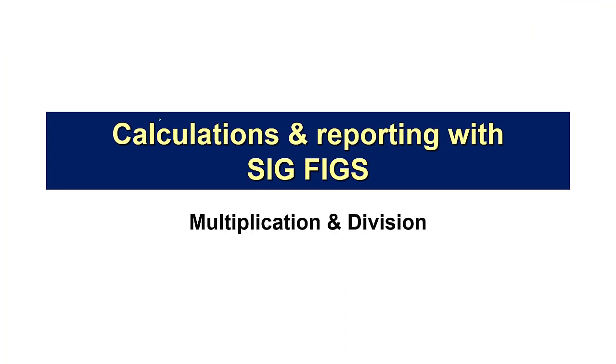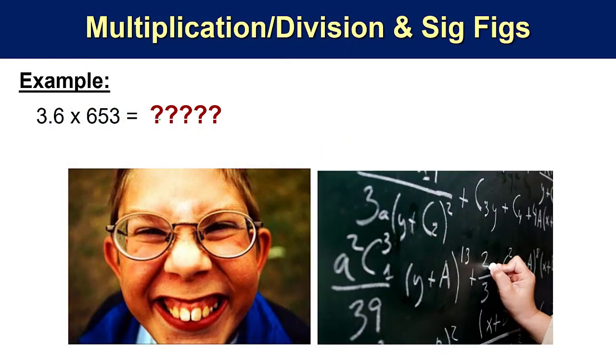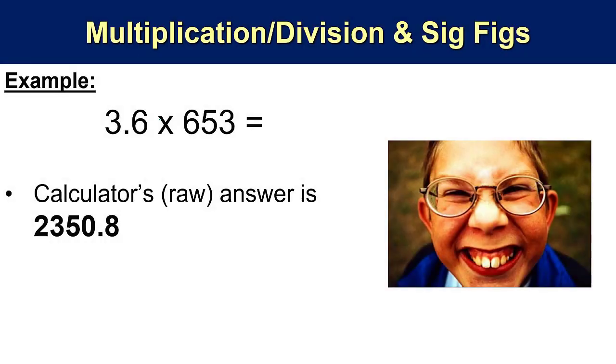Let's start off by talking about multiplication and division. In order to illustrate some points here, we're going to do some easy problems. Why don't you all pick up your calculator, put it gently in your left hand, and let's now calculate. Let's say I want to multiply 3.6 times 653. So let's put it in the calculator. And I get an answer, which is 2350.8. That's my calculated answer, or what we're going to refer to as our raw answer. It's uncooked at this very moment.